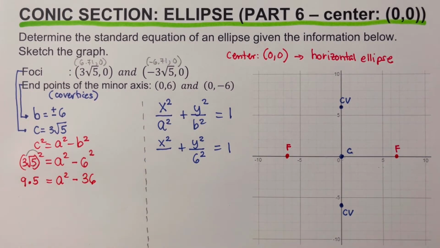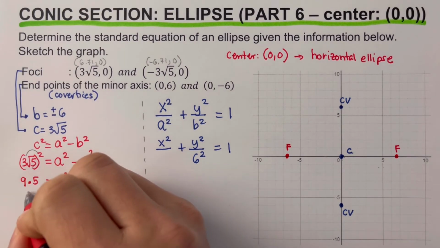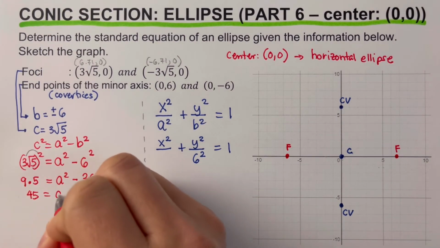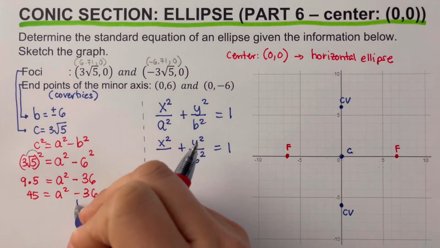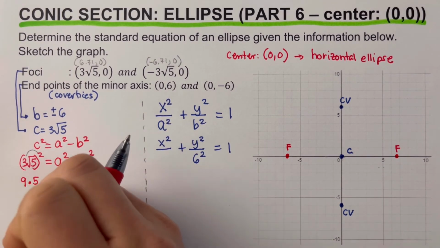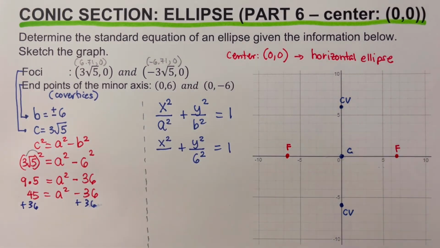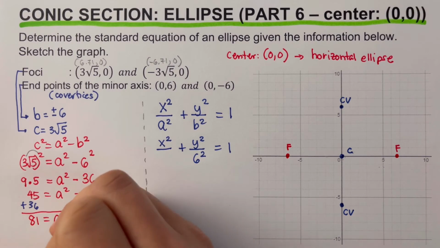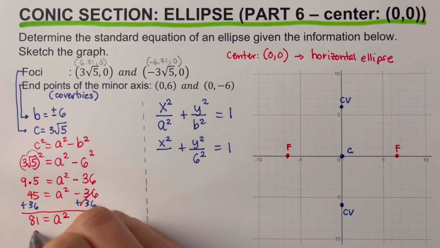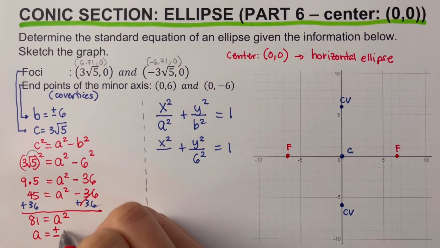We wanted the A, so we add 36 to both sides. Before we do that, we have 45 equals A squared minus 36. So add 36 to both sides. So then we are able to get 81 is equal to A squared. So pretty much our A is plus minus 9.